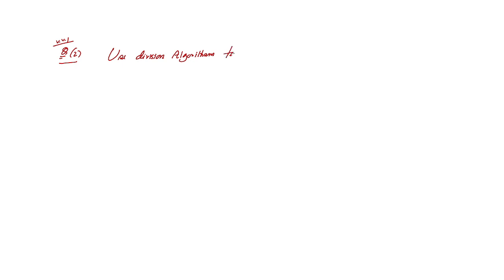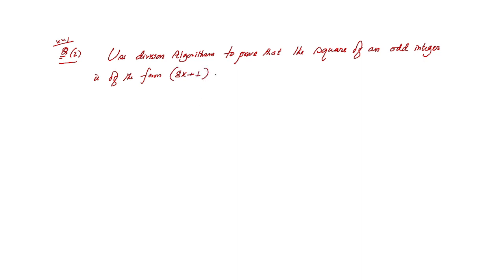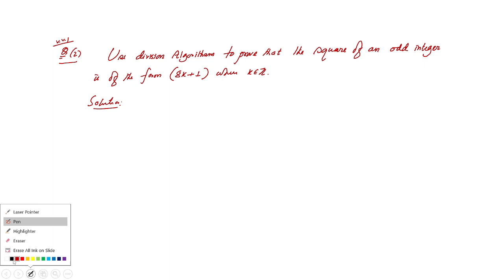To prove that the square of an odd integer is of the form 8k plus 1, where k is an integer. So now the thing is how to solve this kind of question with the help of the division algorithm.